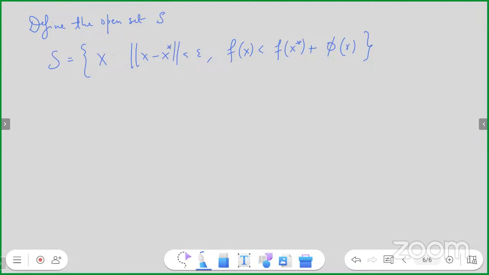So claim: S is not equal to the empty set. We have to use a different symbol for the empty set because I used phi of r there. So this is the empty set.